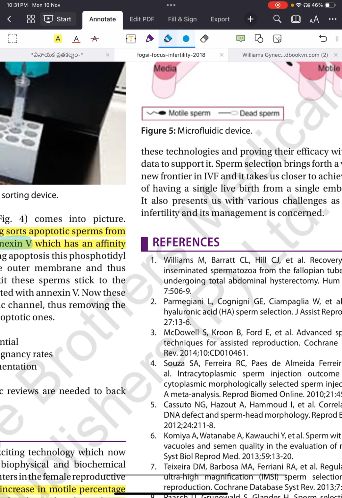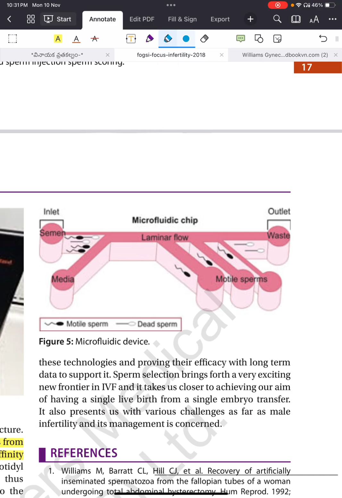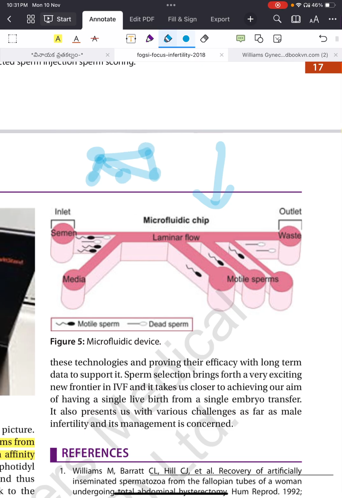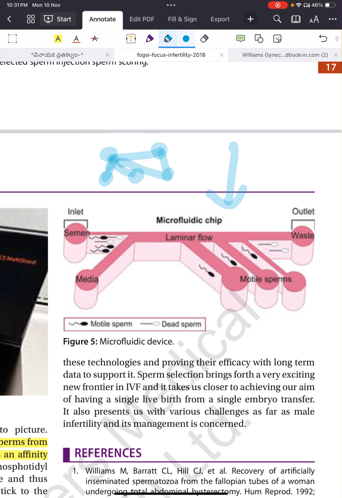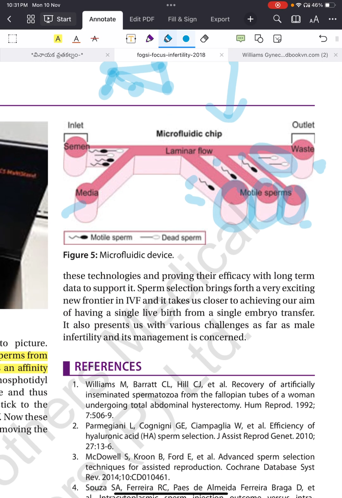This was a question in the last INI-SET exam. They gave an image with rounds connected like this, and gave options as MACS, microfluidics, and others, and the answer is microfluidics. In microfluidics, you keep the semen in this, and there are so many media. Motile sperms go here, and the outlet has the good sperms. These are dead sperms, and these are live and potential sperms going into this chamber. That is microfluidics, and this is helpful before going for ICSI.